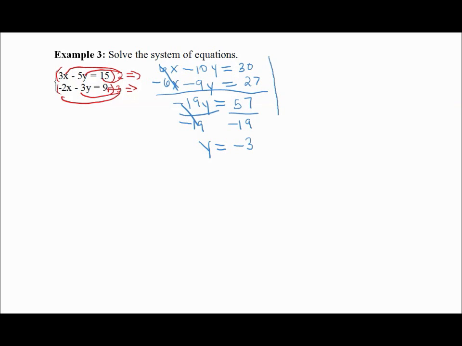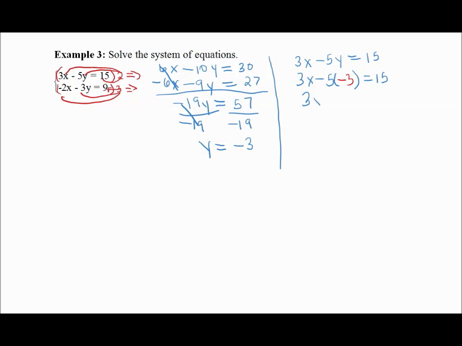Now I have my y value. Now I know once I get one variable, I'll just substitute it into one of the original equations and solve for the other variable. I believe I'll take the top equation again. So this is 3x minus 5y equals 15. That's the original. So I know that y is negative 3. So when I get to this y, I'll substitute in that negative 3. And I'll finish off the equation.